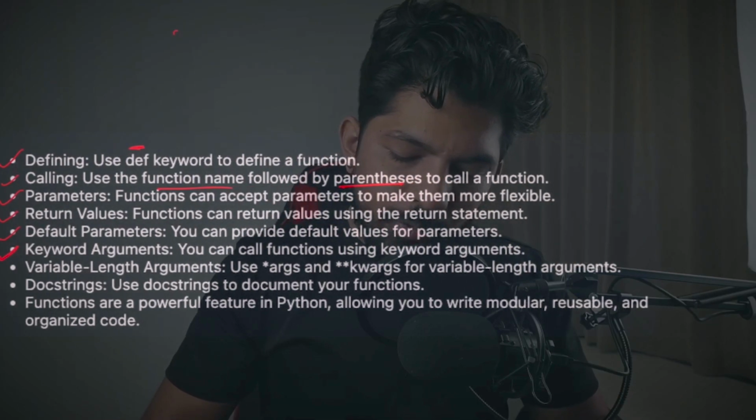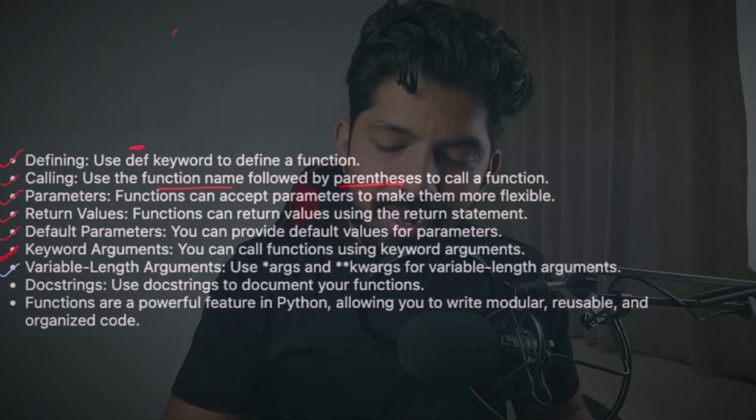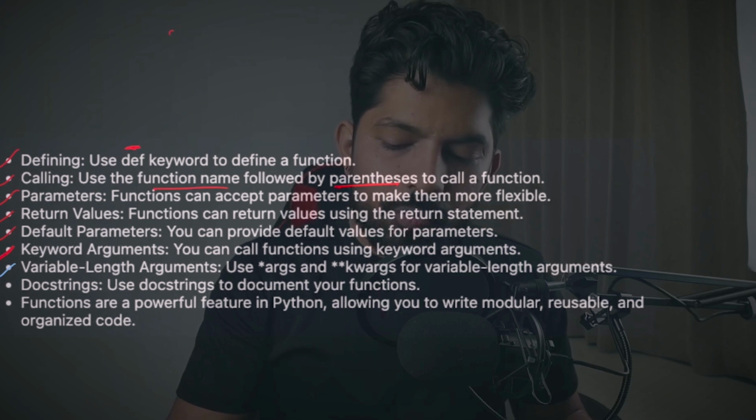Okay, now we have variable length arguments. We can use star args and star keyword args for variable length arguments.